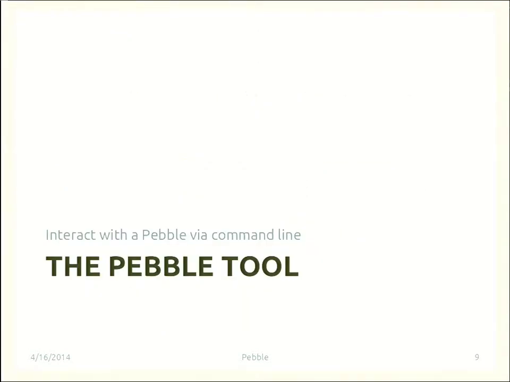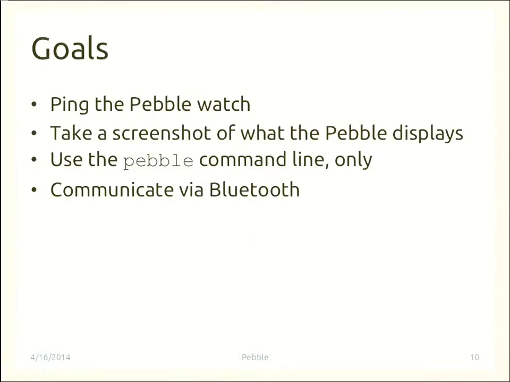So, three examples. First, we would like to, via Bluetooth, using this computer, using the Pebble command line that is already available in this SDK, perform two operations. One, ping the Pebble watch. We will see a notification, a message named ping, exactly. That is a way to check if the connectivity between a computer or a smartphone and the watch works. And then take a screenshot of the display of the Pebble, using only the Pebble command line.